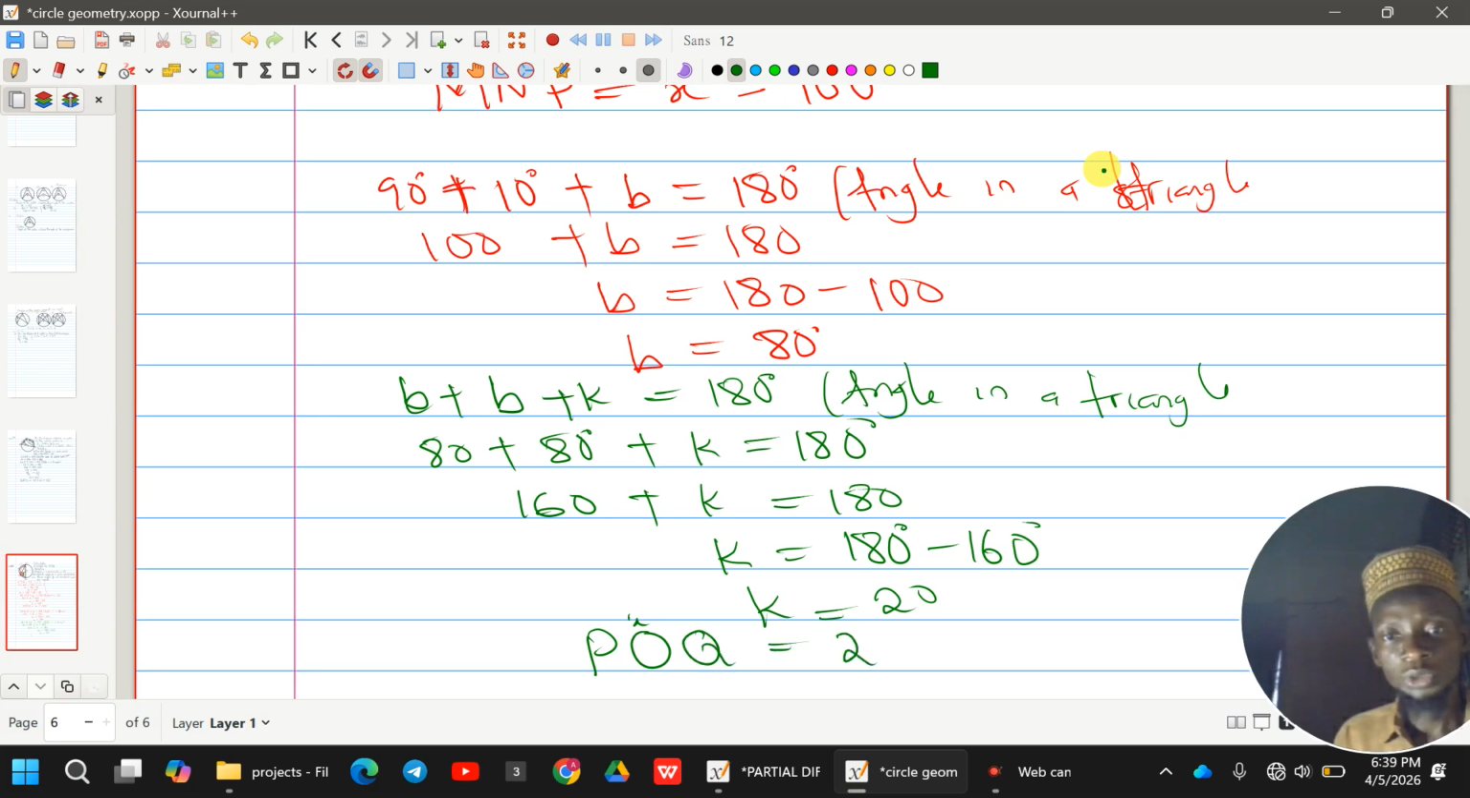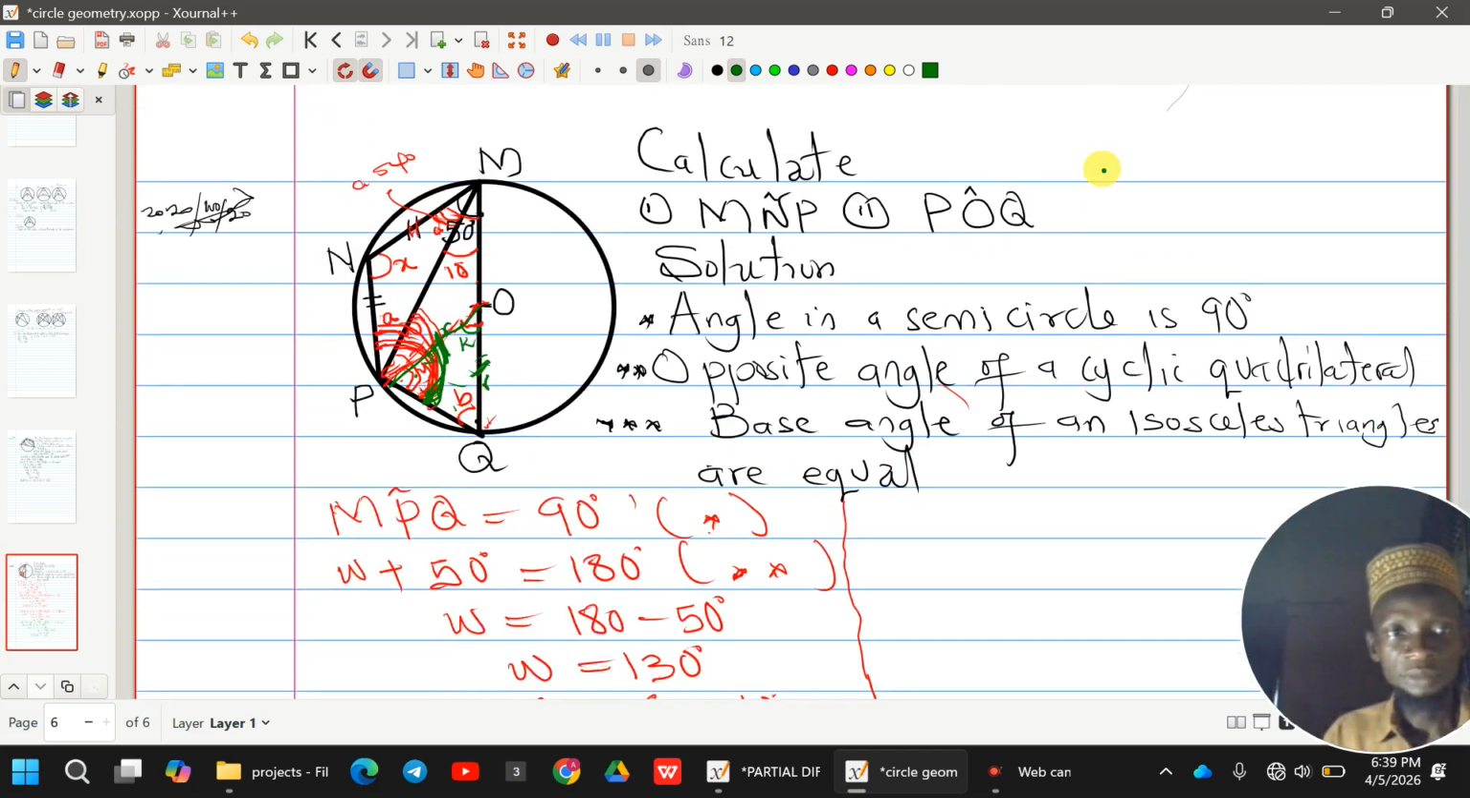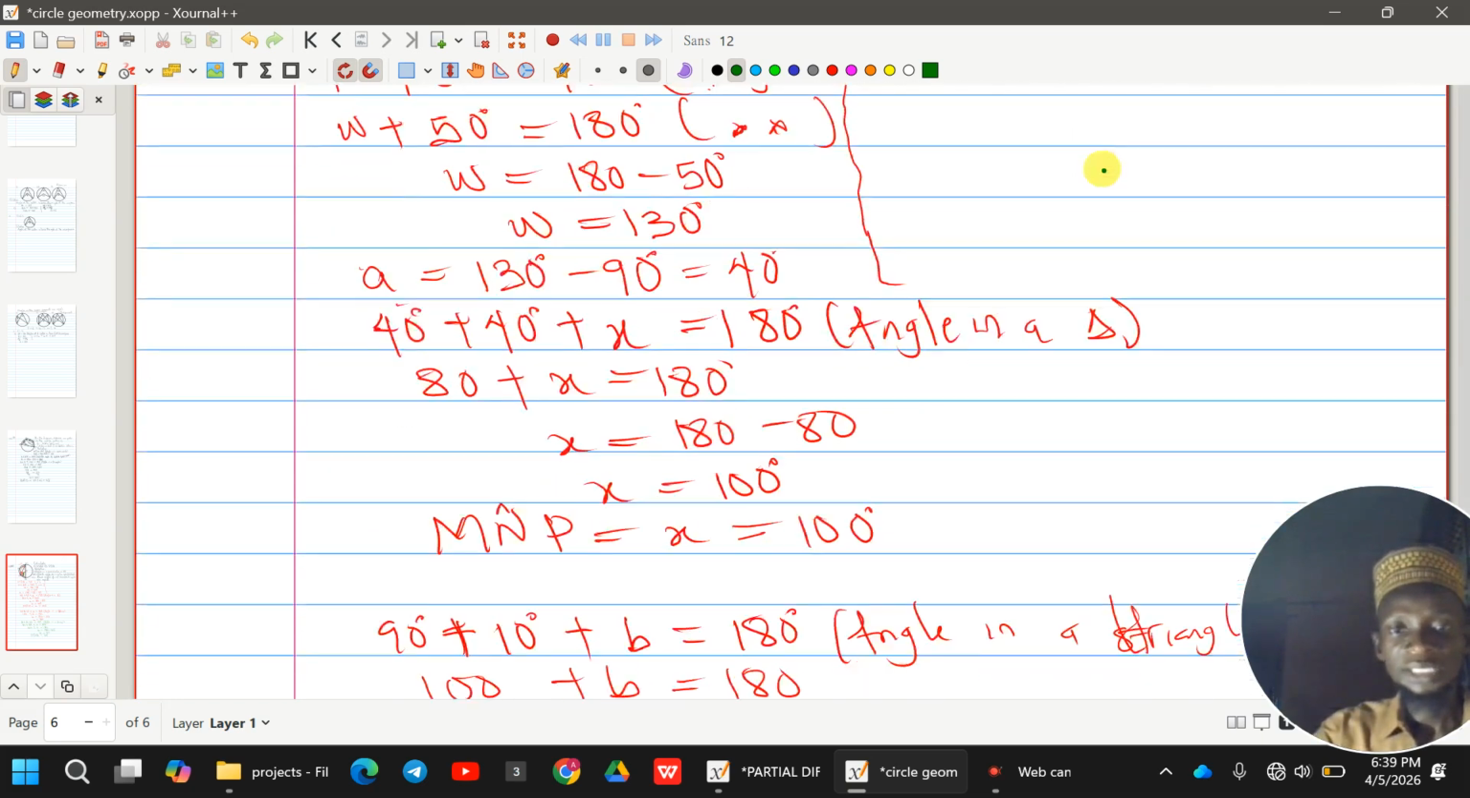That is, my POK is equal to 20 degrees. Okay? So let's check it. POQ is 20 degrees.